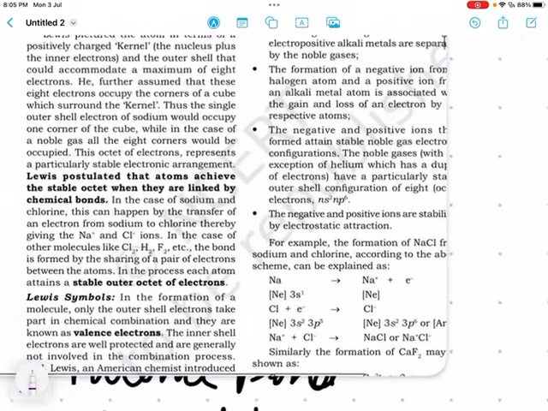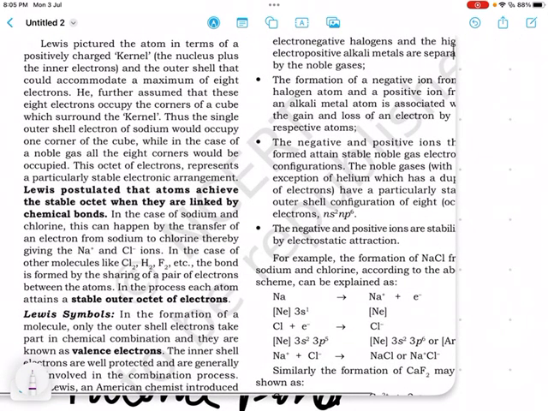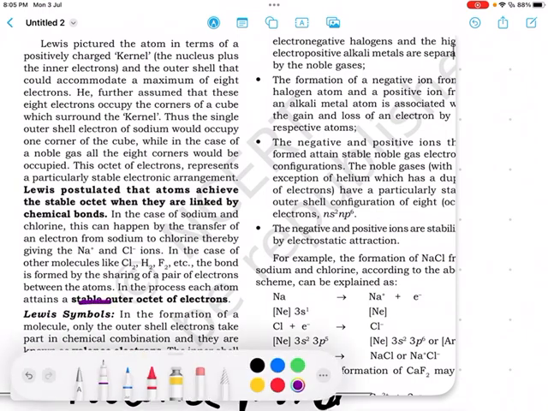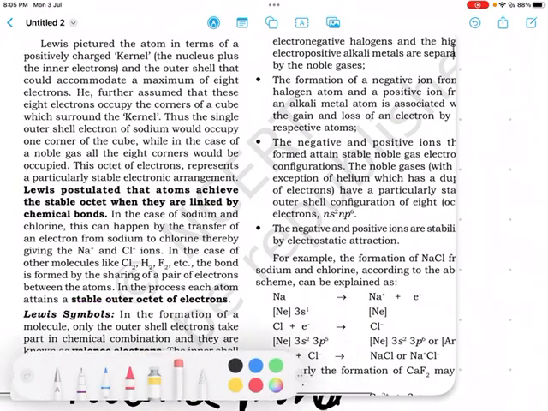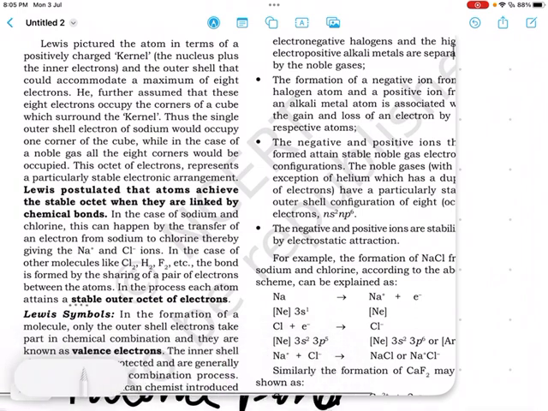So those lines are here: a stable outer octet of electrons. In molecules like Cl2, H2, F2, etc., the bond is formed by the sharing of a pair of electrons between the atoms. So how is the bond formed? By sharing a pair of electrons between the atoms. In this process, each atom attains a stable outer octet of electrons.